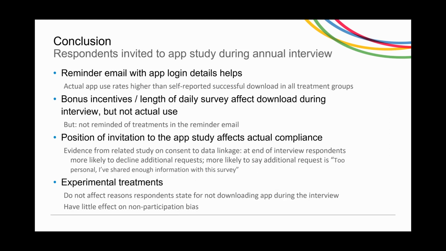So to conclude, in this scenario where we're inviting respondents in an annual interview, as part of the annual interview, we're inviting them to do something additional using a mobile app. So first of all, this was not experimental, but we see that this reminder email where we send out the app login details again by email after the invitation helps. So in all experimental treatment groups, we see that in the app data, we get more cases than there are people who initially said they downloaded the app. So the reminders help. The bonus incentives, the length of the daily survey, those affected whether or not people immediately said they downloaded the app or not.